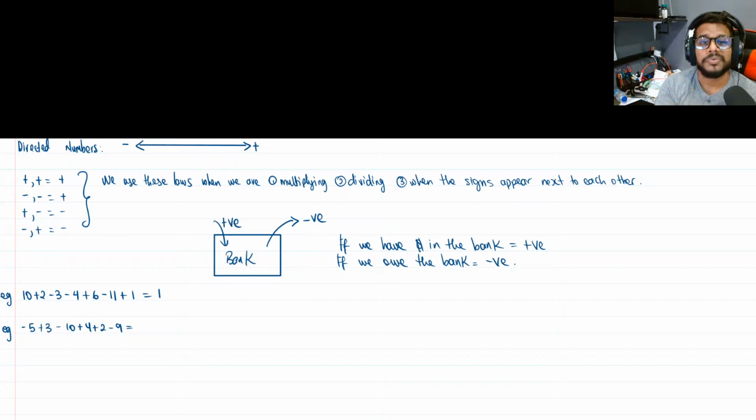Then I'm going to take out $10 from the bank. Now I owe the bank $12. So I put in $4 in the bank. So I owe the bank $8. I put in $2 in the bank. I owe the bank $6. And then I'm going to take out $9. So now I owe the bank $15. Given that I owe the bank, this is negative 15.